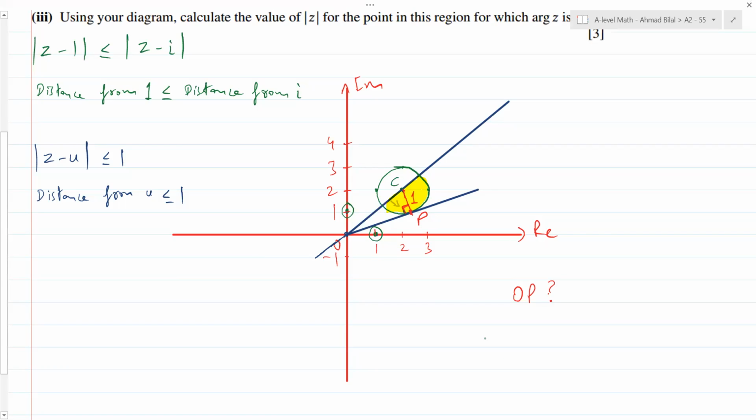So OC हमारे पास क्या आ जाता? OC square is equal to 2 का square plus 2 का square, and that's going to be equal to square root of 8. Okay, OC आ गया. That's square root of 8. Now we use this triangle. एक हमारे पास square root of 8 है यहाँ पे. This length is 1. We have to figure out OP.